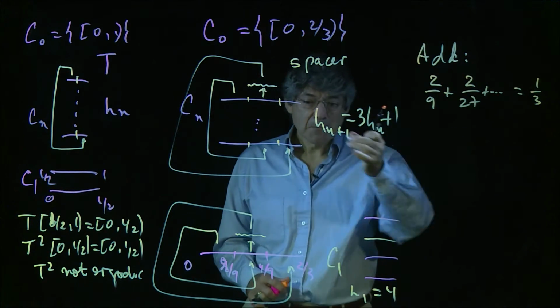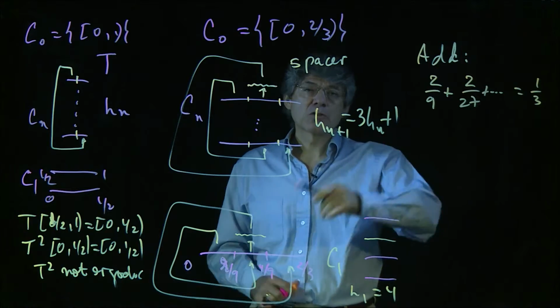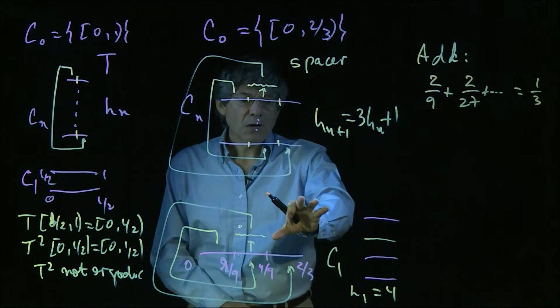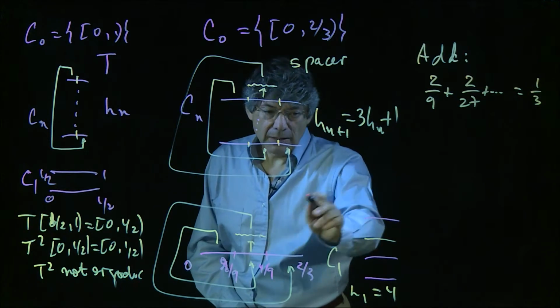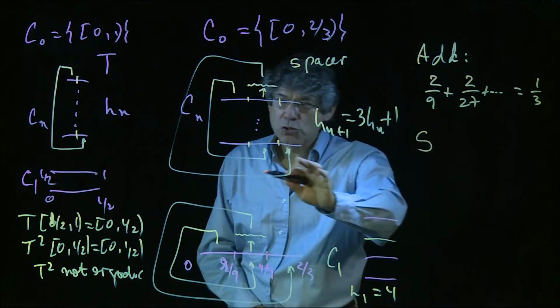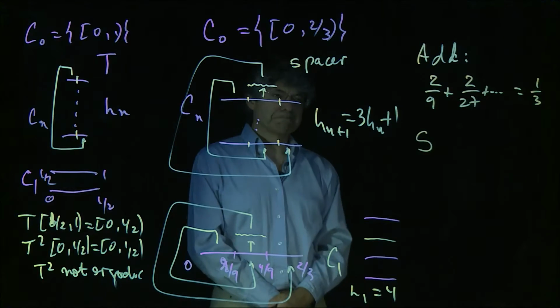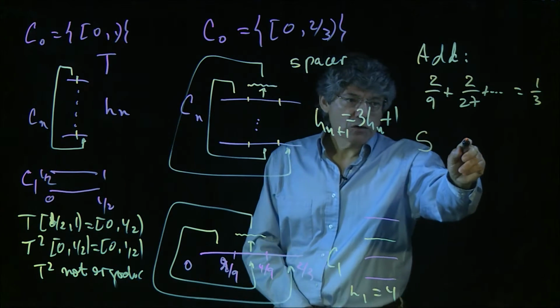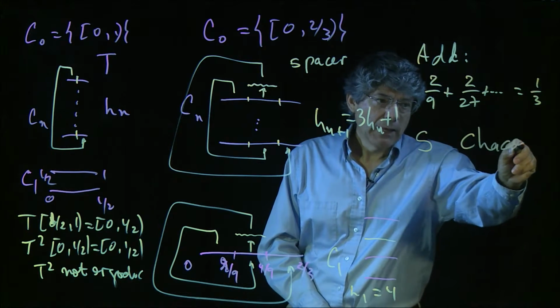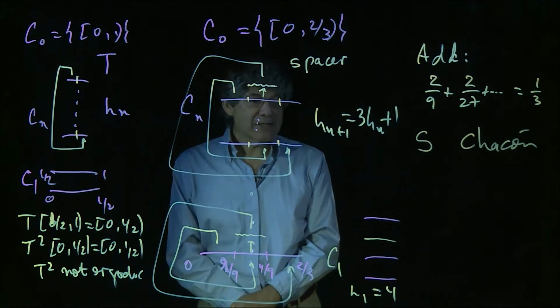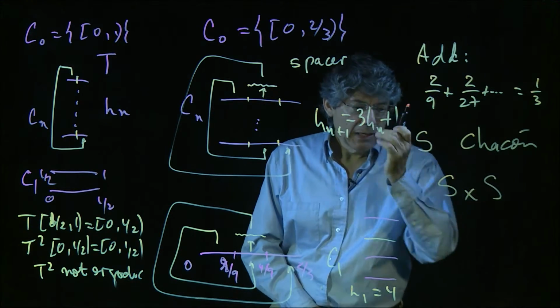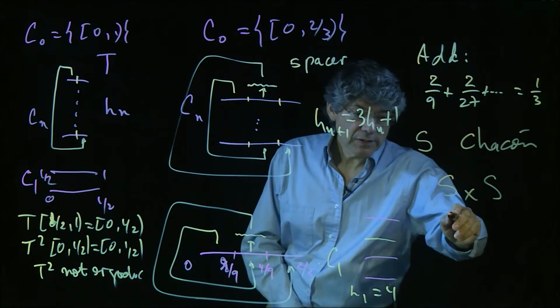So in the end, this defines a transformation in the unit interval. We have T. We will call this transformation, let's call it S here, not to confuse it with the T with the Chacon. Okay? So S is the Chacon transformation. And this transformation has the property that S cross S is ergodic. S cross S is ergodic.